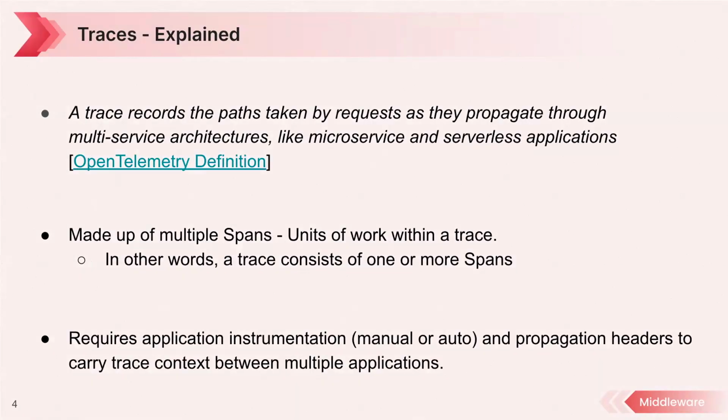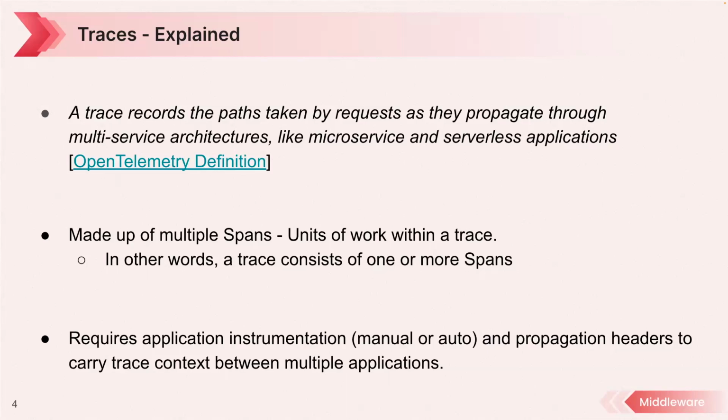And how do we do that? Let's dig a little bit more into traces, and then we can see how we can auto-instrument the applications. OpenTelemetry defines a trace as something that records the path taken by requests as they propagate through a multi-service architecture like microservices or serverless. As I mentioned before, a request going from service A to service B to service C is a trace. You can have a trace for that kind of transaction.